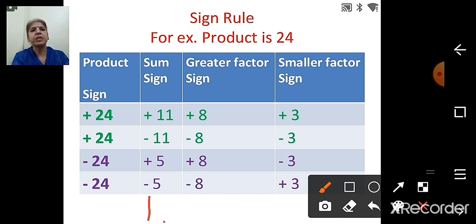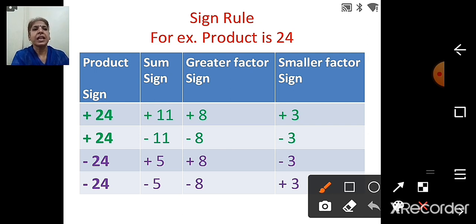Next, is it divisible by 2? Yes. So the next pair is 2 and 12. Is it divisible by 3? Yes, it is. 3 8s are 24. Is it divisible by 4? Yes, 4 6s are 24. Is it divisible by 5? No. Is it divisible by 6? Yes, 6 4s are 24. So we have taken those factors.